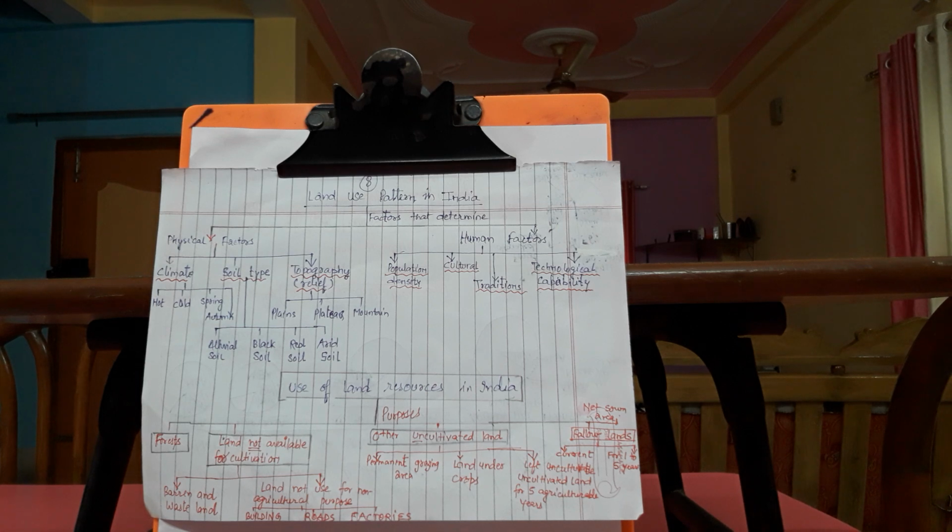Alluvial soil, I have told you, is very good for agricultural production of wheat, rice, pulses. But again, agricultural production is high in the black soil; cotton is very good for production. Then on the right side, human factors are there. Population density is also deciding which work or how the land can be used.